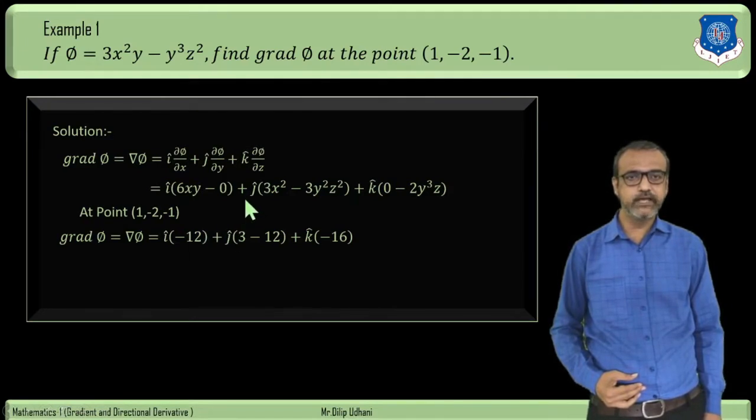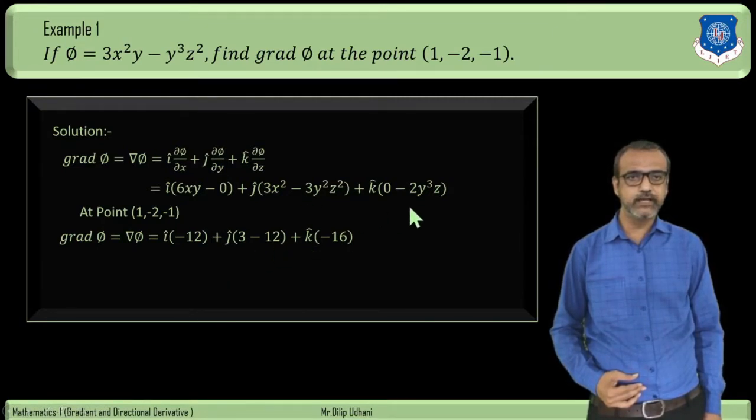Then after plus j cap will be as it is. 3 multiplied by the value of x is 1, so 1 square is 1, 1 into 3 answer is 3. And after minus 3, replacing y by 2, 2 square is 4, replacing z by minus 1, square is 1, 1 into 4 into 3 that is 12.